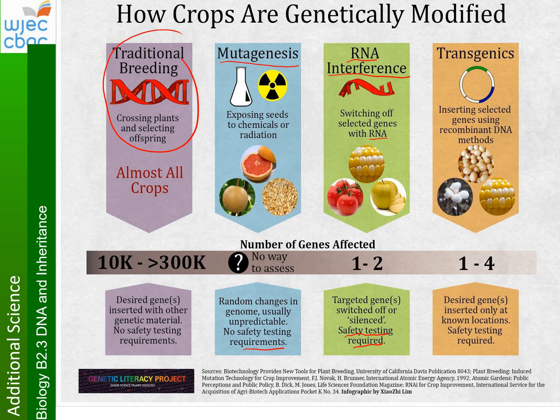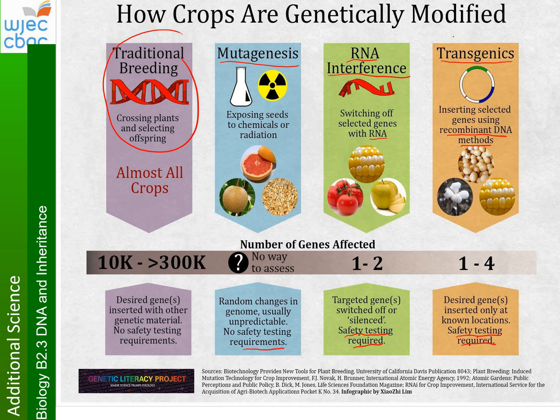The last way genes are modified is the method that we just talked about with cloning insulin and creating the blood clotting protein for haemophiliacs. And this is by inserting selected genes using recombinant DNA methods. So you would take the gene from one organism and put it into another organism's DNA. So this is what we mean by recombinant DNA. It's recombined the DNA. The desired gene is inserted only at known locations, and this definitely requires safety testing.